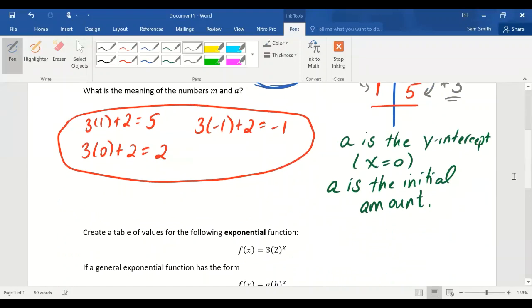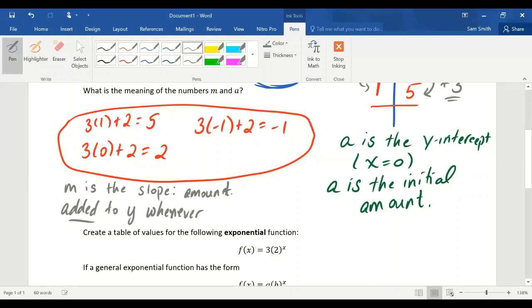So 3 is called the slope. 3 is the slope of this line. And it's the amount that is added to y whenever x is increased by 1 unit.